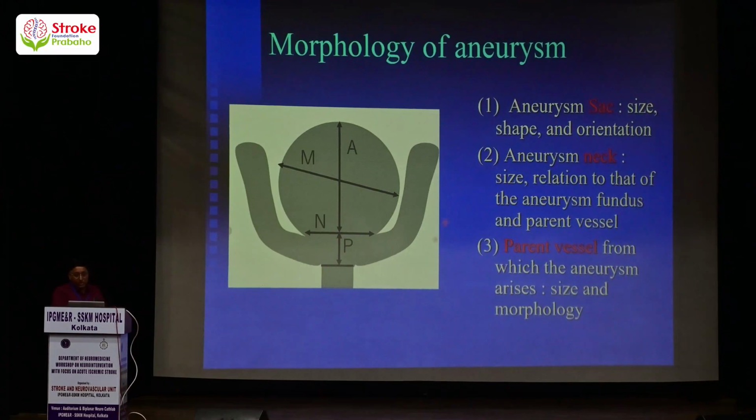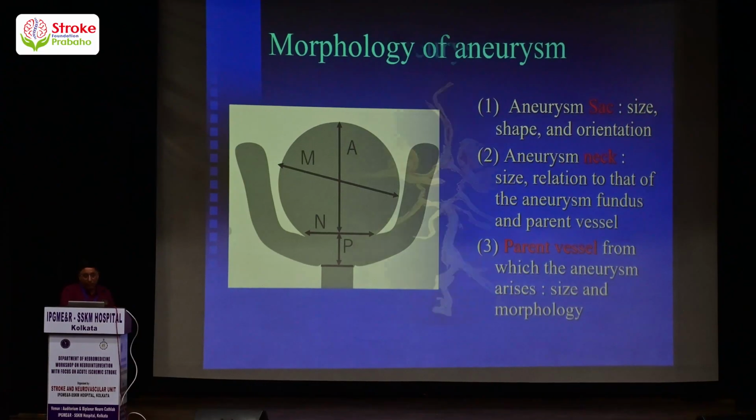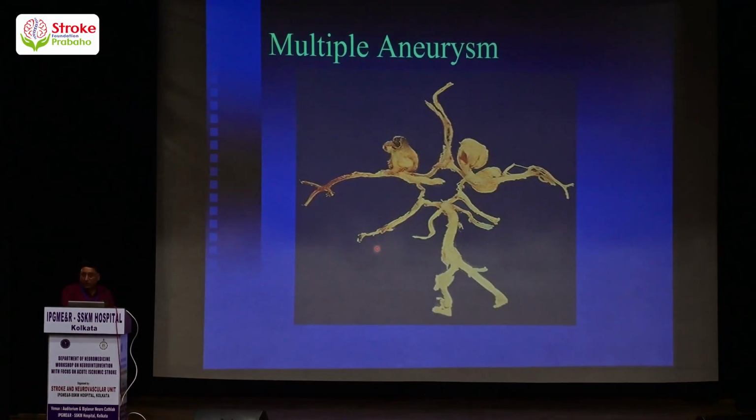So for the DSA, we must define the morphology of the aneurysm very clearly. We have to define the neck and sac and measure the neck of the aneurysm to see which type of device is useful for the coiling of these types of aneurysms. Sometimes multiple aneurysms are not very uncommon.